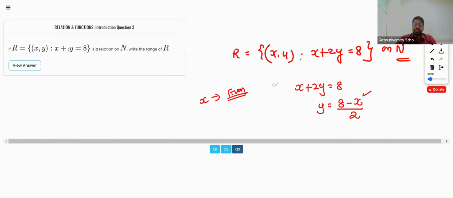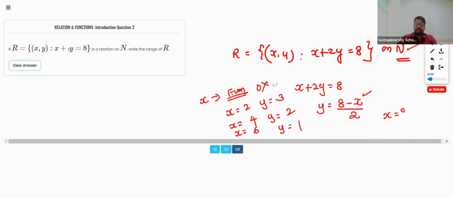So can I take 0? Not possible, because n, that is natural number. So our first element I have to start with is x is equal to 2. When x is 2, what is y? 8 minus 2, 6, by 2, 3. When x is the next even number, 4, y will be 8 minus 4, which is 4, 4 by 2 is 2. Next number 6. What will happen to this? y will become 1. Can I go beyond this?